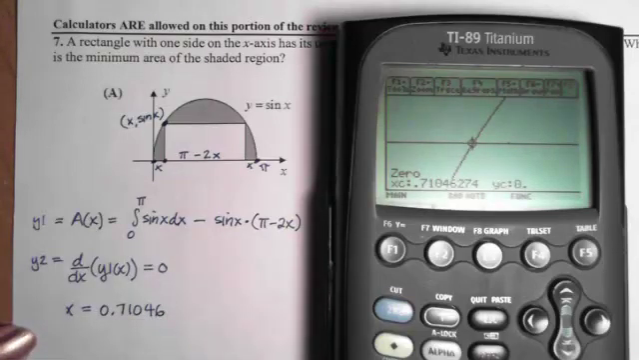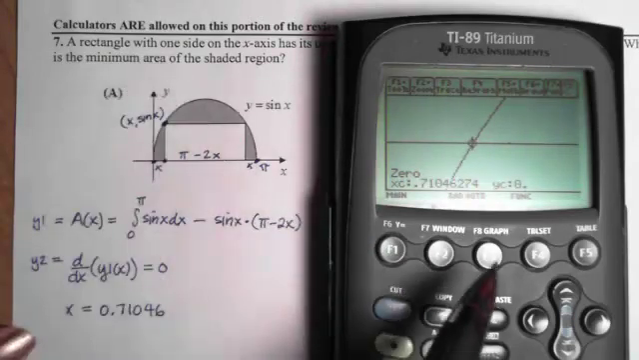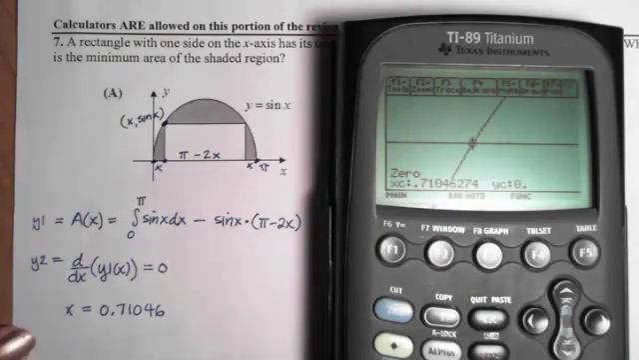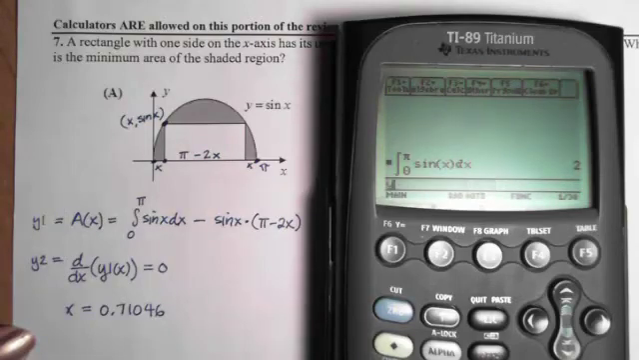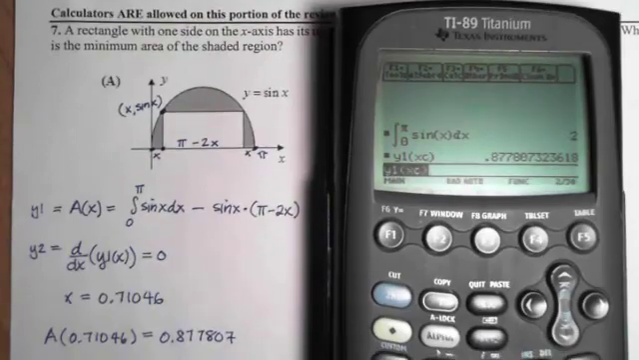0.71046, etc., etc. Now notice that it's stored in the calculator as xc, and the question is asking what's the minimum area. So to find the minimum area, I need to plug that xc into the area function, which we put in y1. So we'll go to the home screen and we'll do y1 of x alpha c and hit enter, and we can see that the area at that value is 0.877807, it looks like. So there's our answer, and we're done with part A.